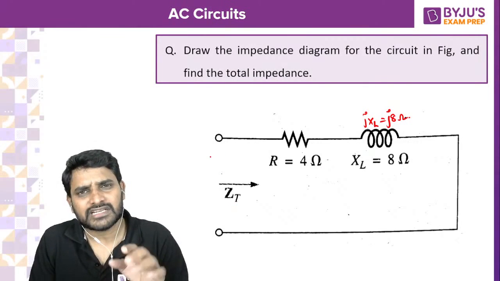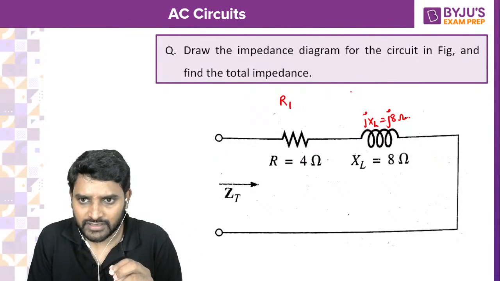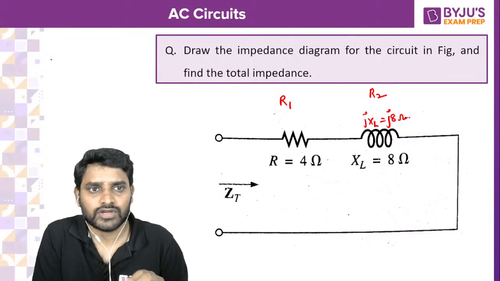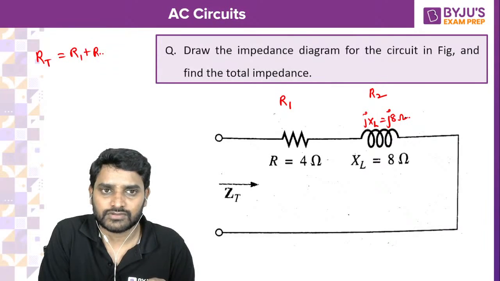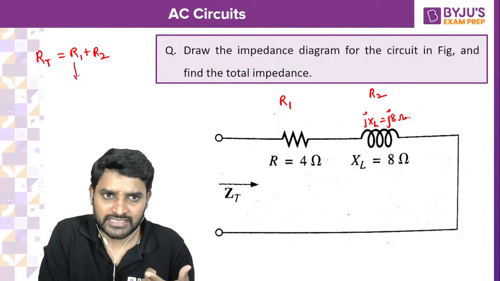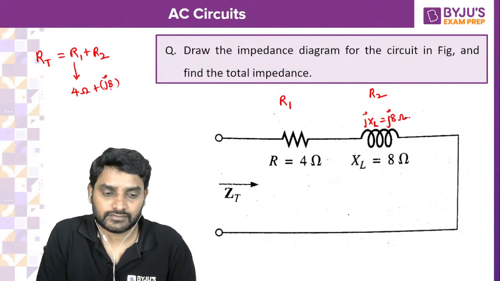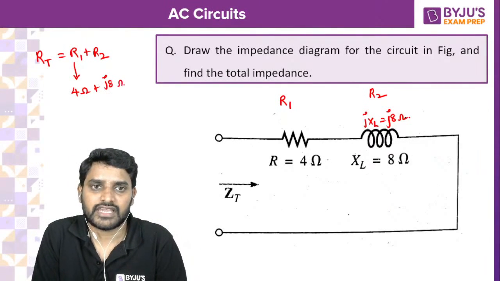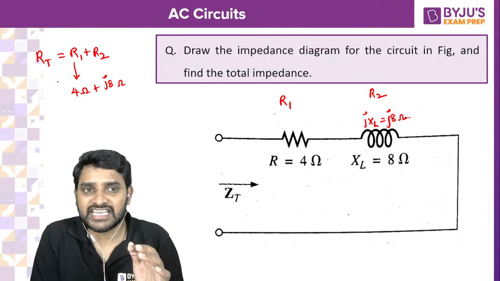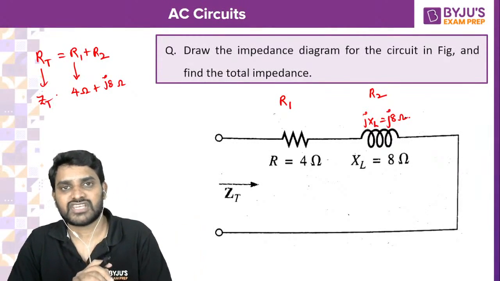Now what is the total impedance? Same as resistance addition. You just assume this as R1, you just assume this as R2. What is the total resistance in series connection? R1 plus R2. So similarly, here R1 is nothing but 4 ohms, R2 is nothing but j8 ohms. Ohmic values only. So 4 plus j8, this is the total impedance.